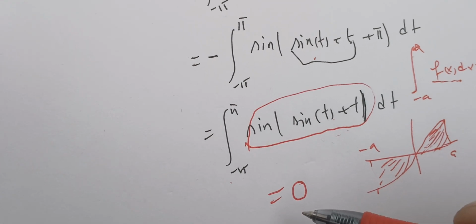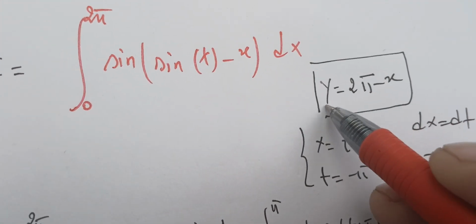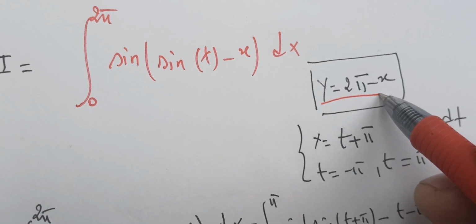this integral is 0. Here, this change of variable is just the King's rule. Okay, so it will give us the same result.